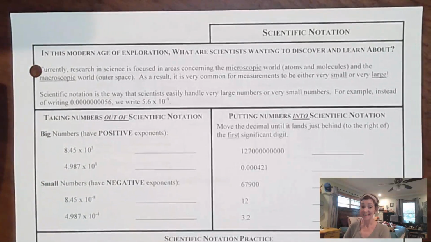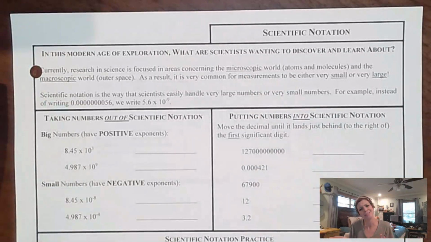We love this. In this modern age of exploration, what are scientists wanting to discover and learn about? Well, our technology has gotten pretty good, so we've roughly discovered and learned most about the observable world around us, the things that we can see. But with telescopes and microscopes and all of this other crazy stuff, our focus nowadays as scientists is diving into the very, very small, like the quarks and the strings, and then on the other side, diving into the very, very large, like all the space stuff.